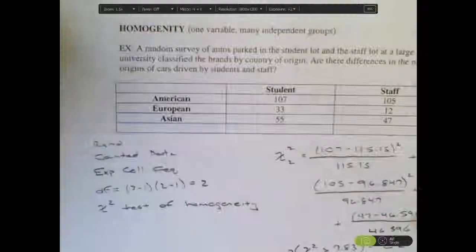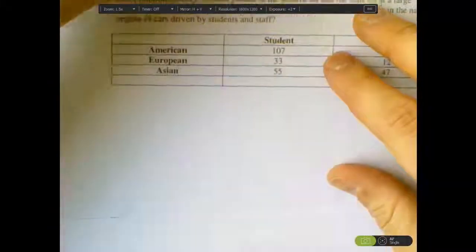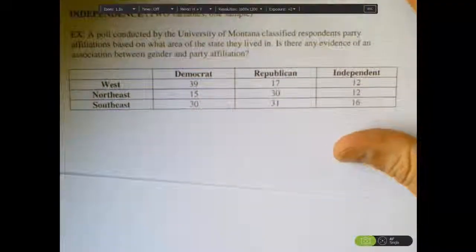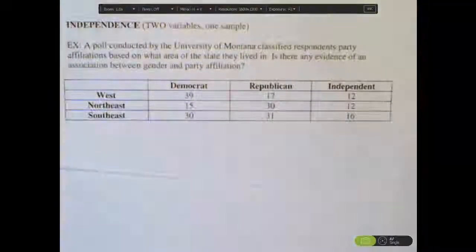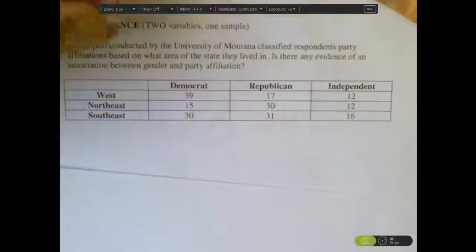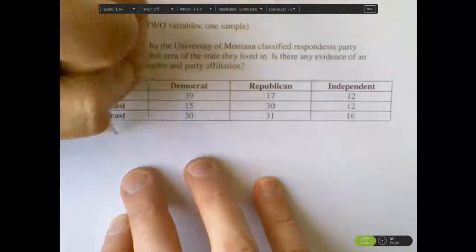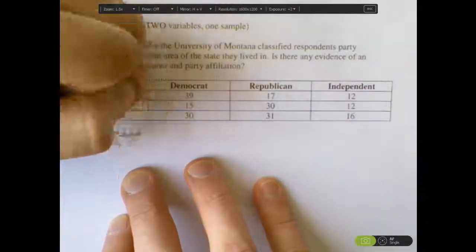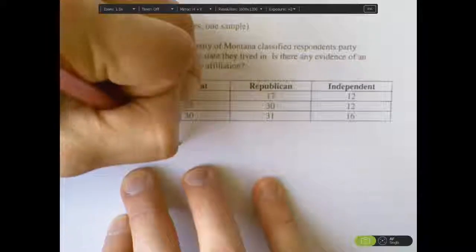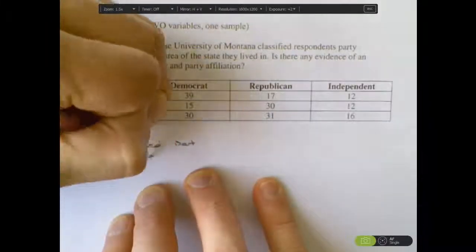Okay, last test for chi-squared is independence. And that's when you have 2 variables and 1 sample. Okay, keywords to look for: association, independent, dependent. Okay, I see that here. Is there an association? So my null would be that gender and party affiliation are independent, and my alternative would be gender and party affiliation are not independent. So conditions are going to be the same: random, counted data, and expected cell frequency.